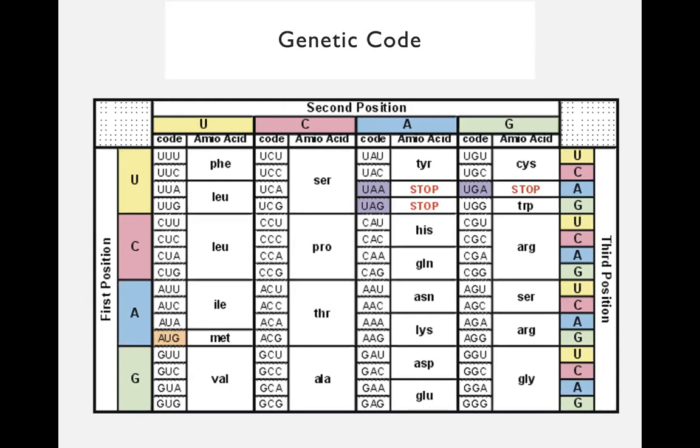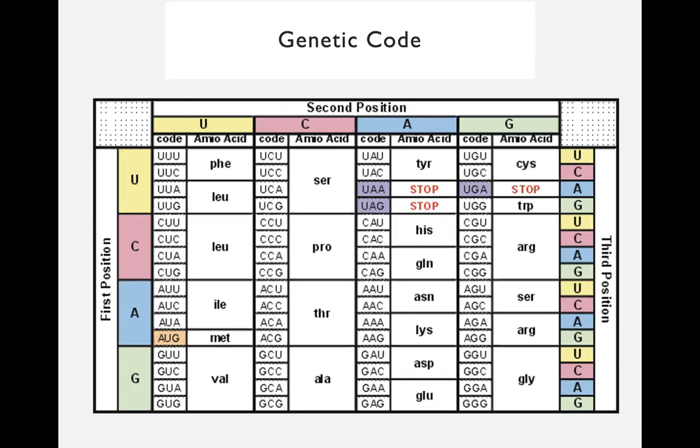And then the third position is over here. So you find the first, second, third letters, and you figure out where they intersect. So here we have A. So we'll go over to the CCA, and you can see it here, CCA. That's going to code for pro, which is short for proline, so a specific amino acid. And you can see there's overlap. So CCA codes for that.